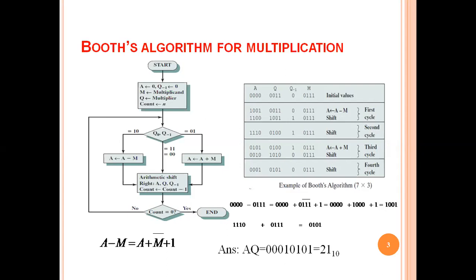Now we have to find whether we got the result or not. See here, the result will be obtained in registers A and Q. Clear? If I combine these two, the answer is AQ. What is the value in AQ? 0, 0, 0, 1, 0, 1, 0, 1. If you convert this number to decimal, you will get 21. So 7 into 3, the answer is 21 using the Booth multiplication.